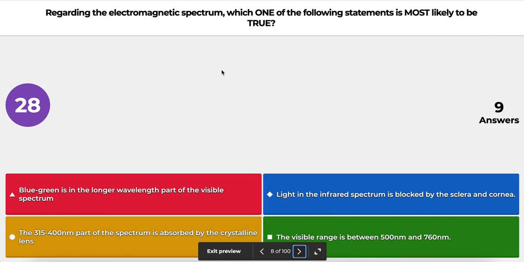The third question is about the electromagnetic spectrum. Which one of the following statements is most likely to be true?